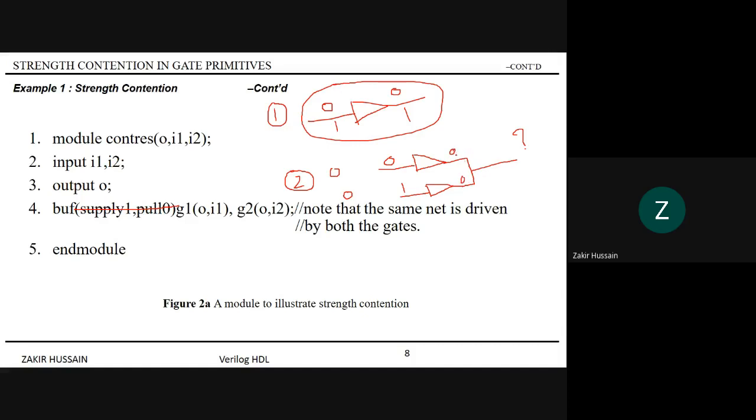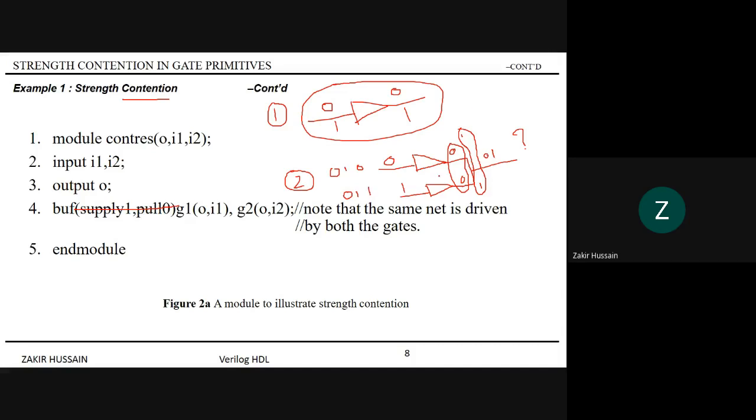We conclude that since both are 0, 0, there is no contention, no fighting between deciding. So output is zero. When 1, 1 comes, then output is one. Here also output is one. There is no fighting again here also for this case. So output is one.